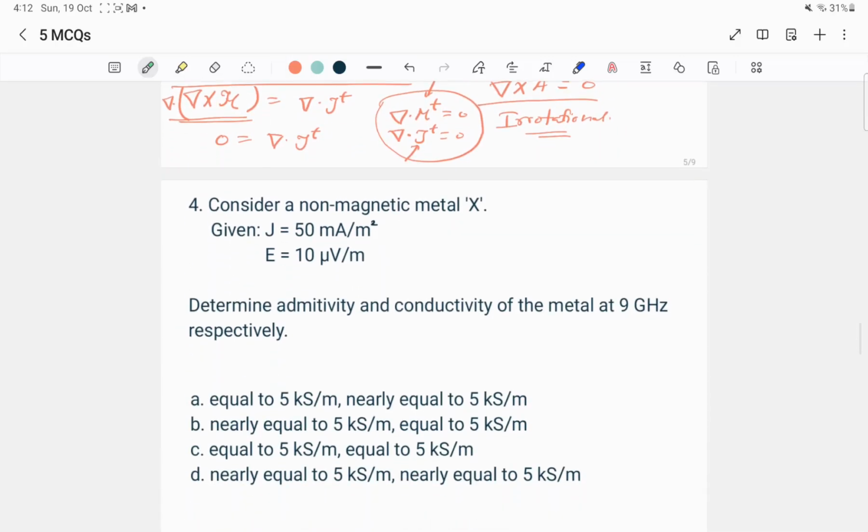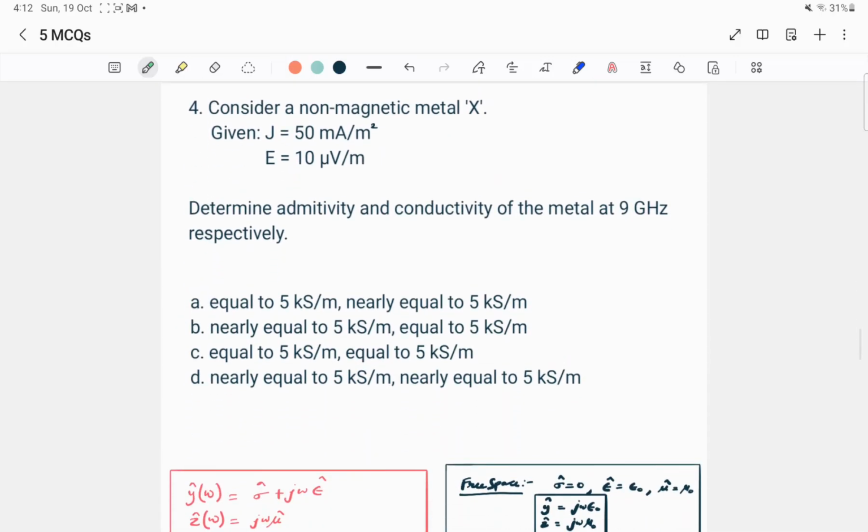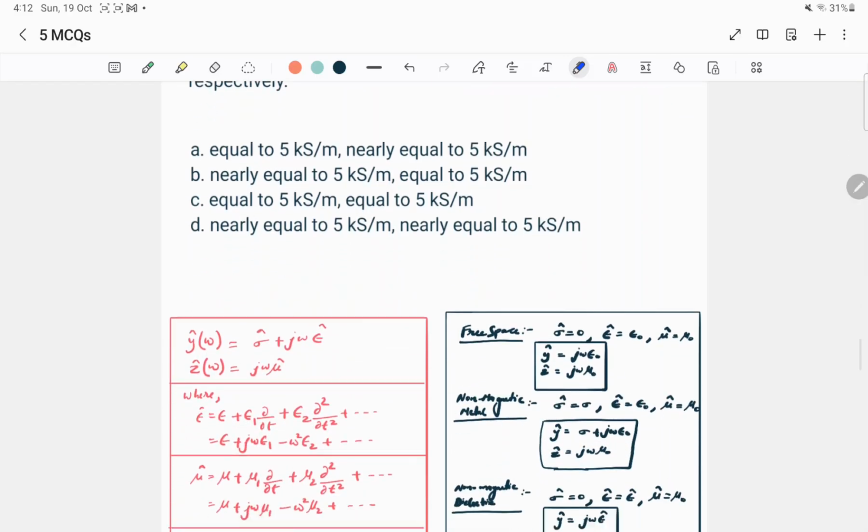Alright, now let's move on to the next question. This question says, consider a non-magnetic metal X, given J is equal to 50 milliampere per meter square and electric field E is equal to 10 microvolt per meter. Determine the admittivity and conductivity of the metal at 9 gigahertz respectively. In these options, it is given as 5 kilo Siemens per meter. The first is admittivity and the second one is conductivity. It has been asked to determine the admittivity and conductivity of the material. So let's start the solution.